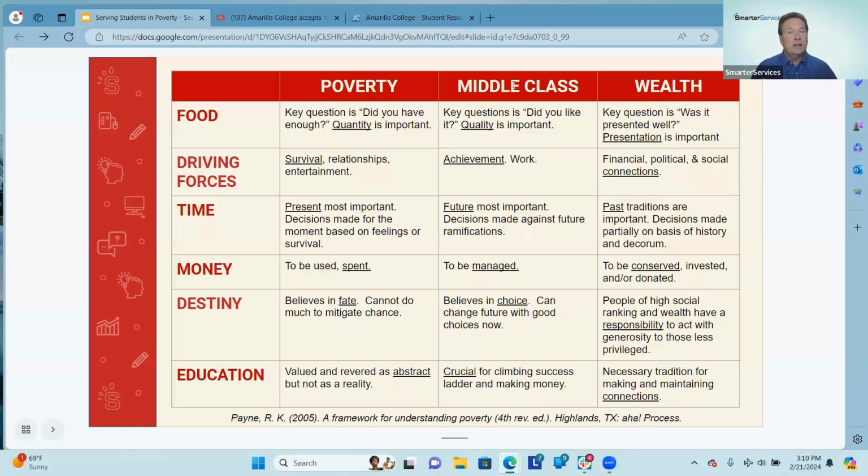Now, for persons living in poverty, what's their driving force? It's not achievement, it's not connections, it's survival. When you don't have your basic needs met, when you don't know where your next meal is coming from, that's what you're thinking about, right? It's that pyramid of basic needs. And our basic needs at the bottom of that pyramid are going to be the main thing we're thinking about if those needs are not securely met. So, survival, relationships, especially with their immediate family, and entertainment, those are the driving forces for persons living in multi-generational poverty. So, we can understand those differences.